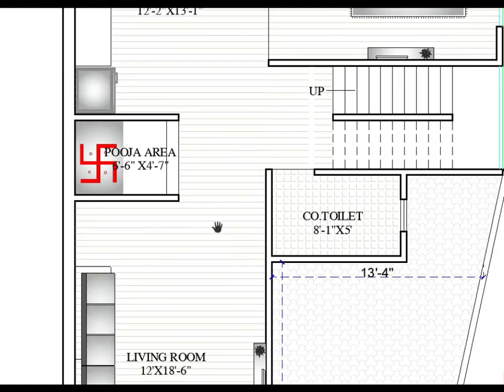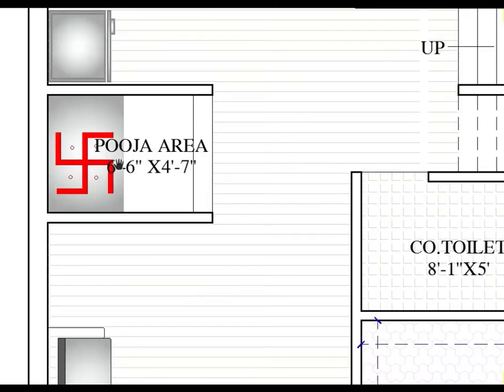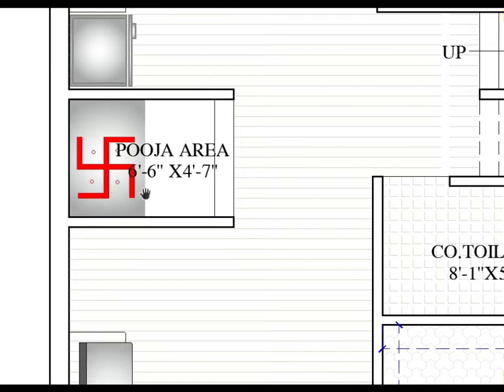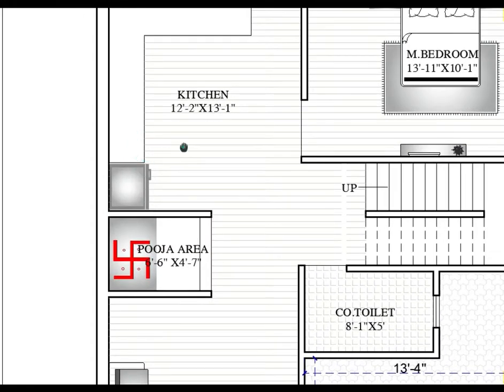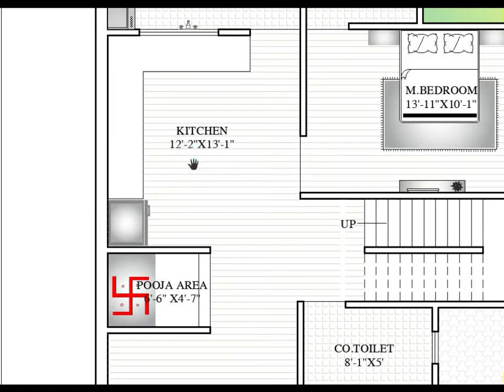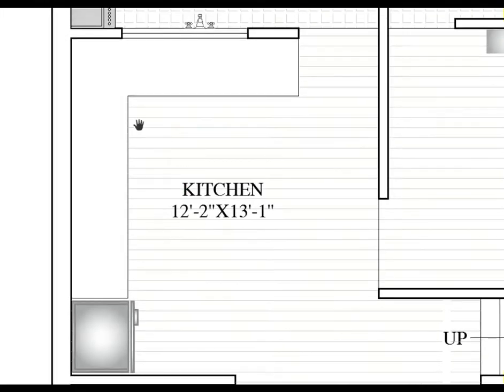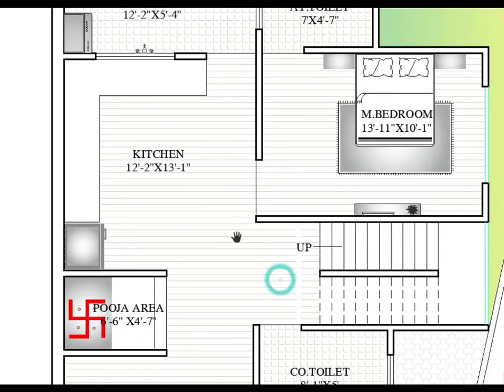This is the wall that separates the living room and the kitchen. Centrally connected is a puja area, which is 6 feet 6 by 4 feet 7, meaning horizontally 6 feet 6 and vertically 4 feet 7. This is the kitchen area, which is 12 feet 2 by 13 feet 1, meaning horizontally 12 feet 2 and vertically 13 feet 1.